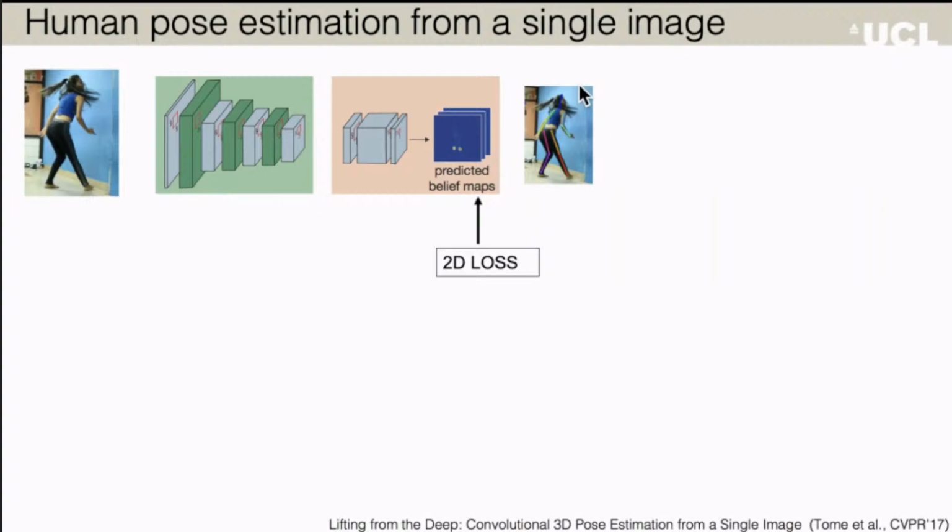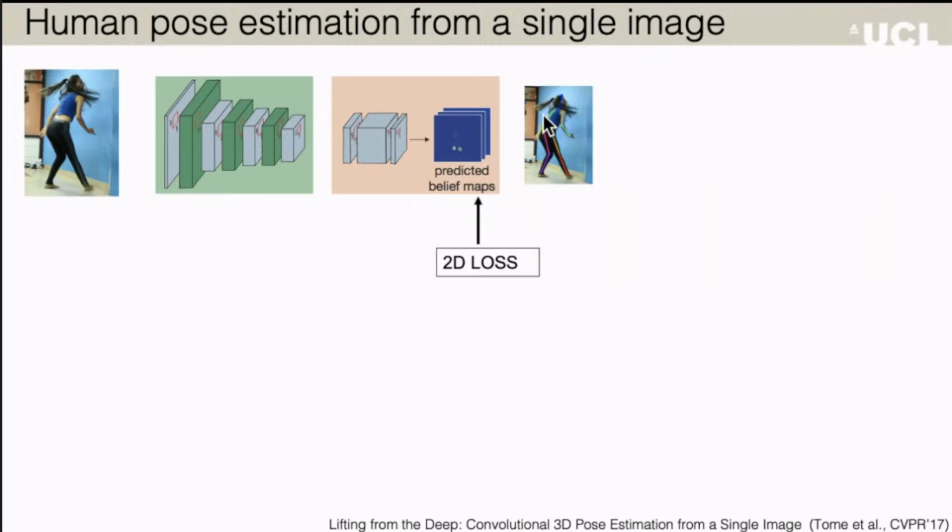In each belief map, this is our current estimate of the probability that one of the joints is placed in each of the pixels. So these are belief maps that we have for every single joint. And we then have a 2D loss, given that we do have 2D annotations. That would be a standard way of doing 2D estimation of the 2D joints.